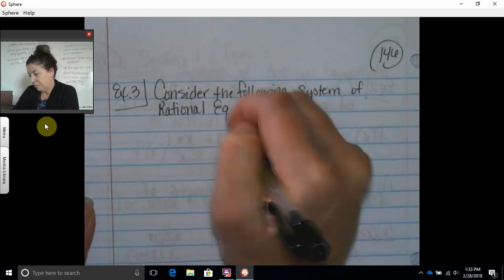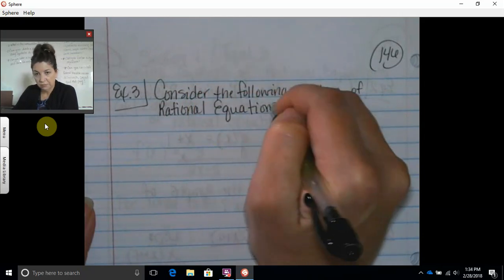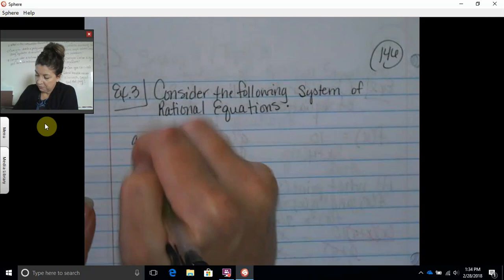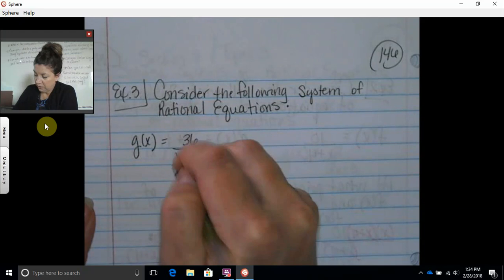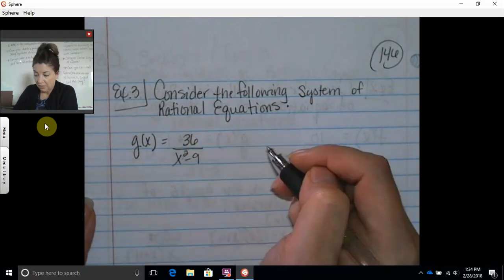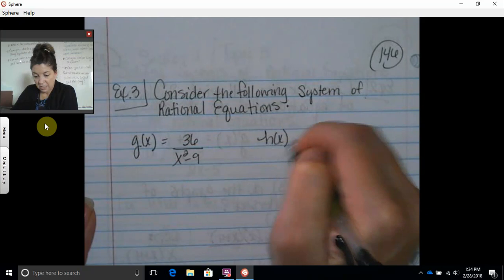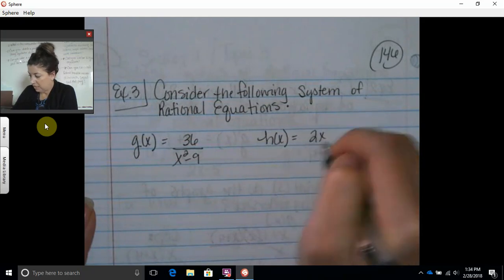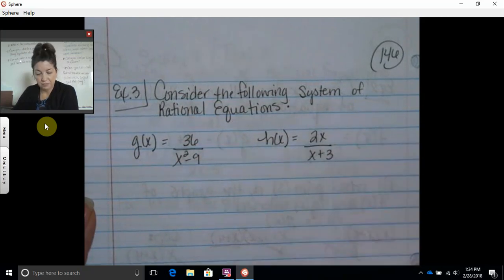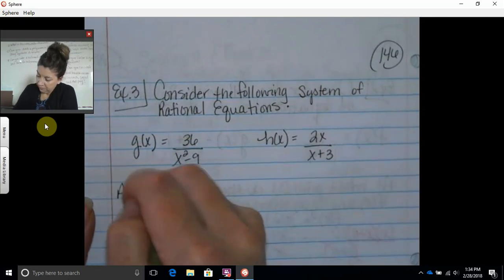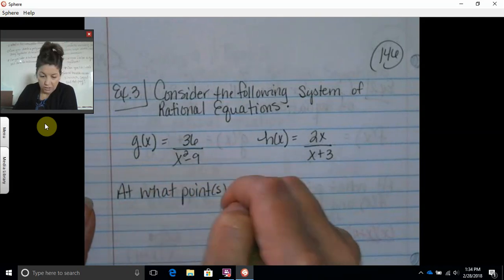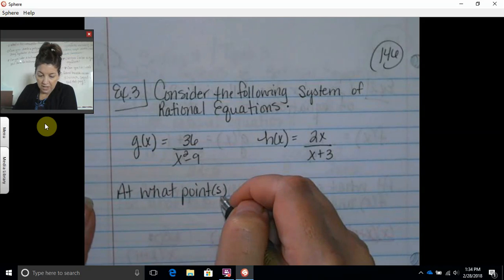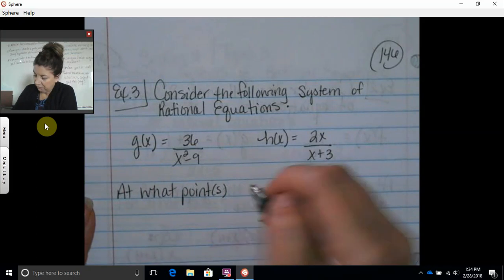Kind of speed it up a little bit on this one. g of x equals 36 divided by the quantity of x squared minus 9, and h of x equals 2x divided by the quantity of x plus 3. And the directions say, at what point or points do the graphs of g of x and h of x intersect?